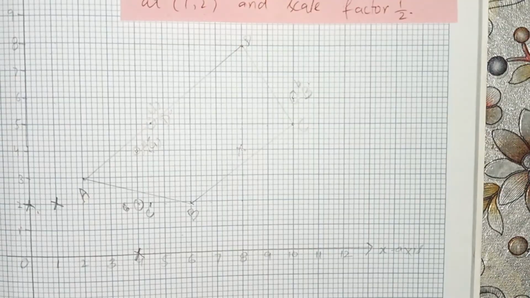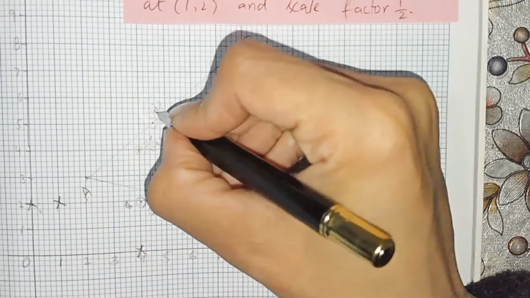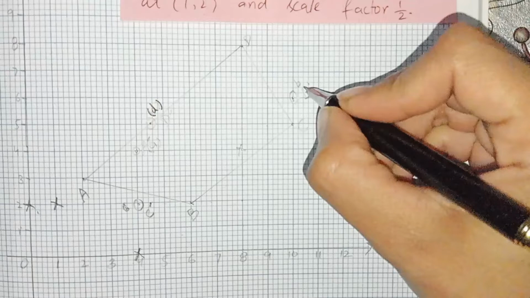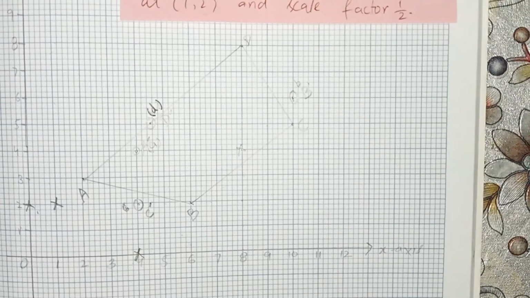And now students, this is part D, and this question is solved. We had to make the image of each point, and the scale factor of each part is different, and the center of enlargement is also different. This question is solved, and I hope you understand these questions very well.